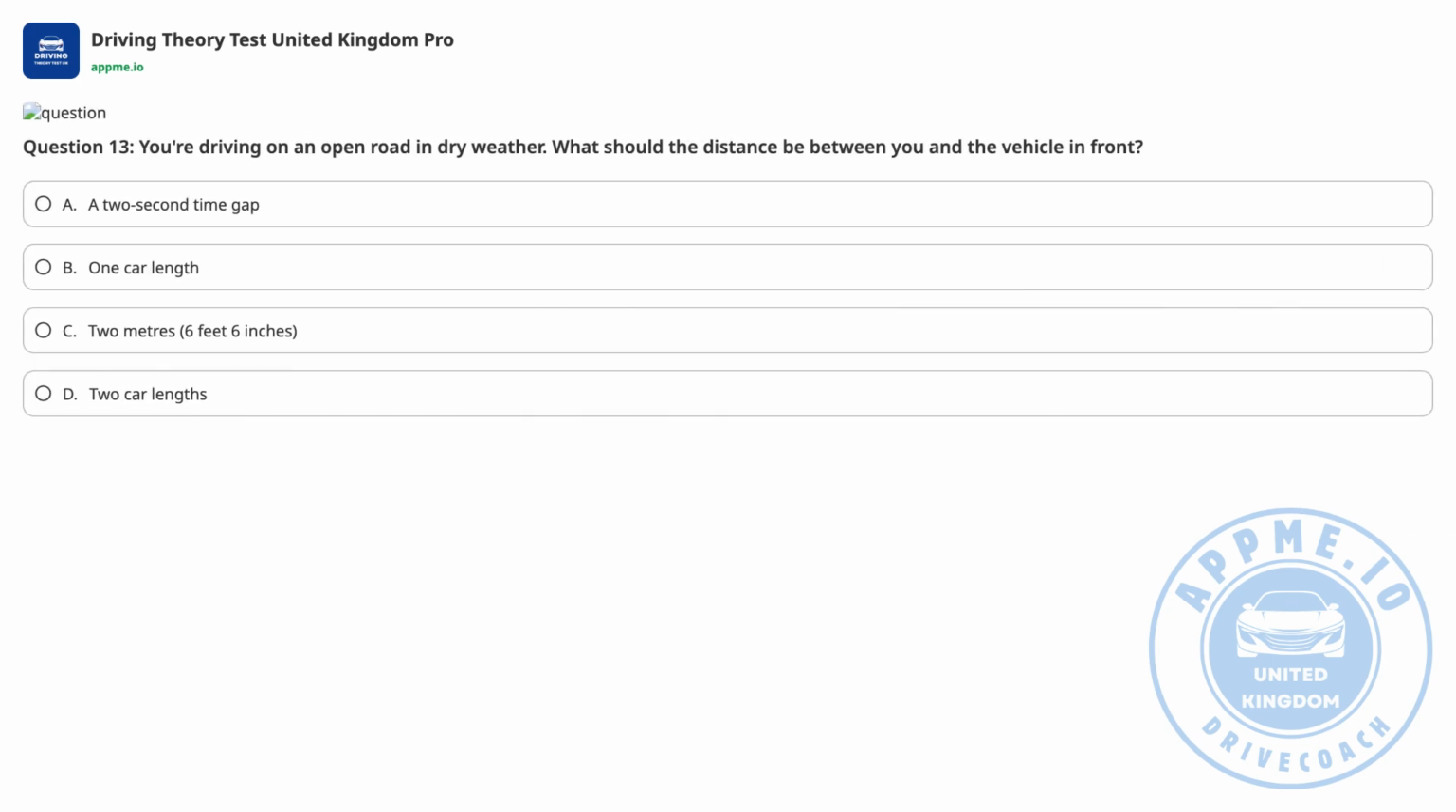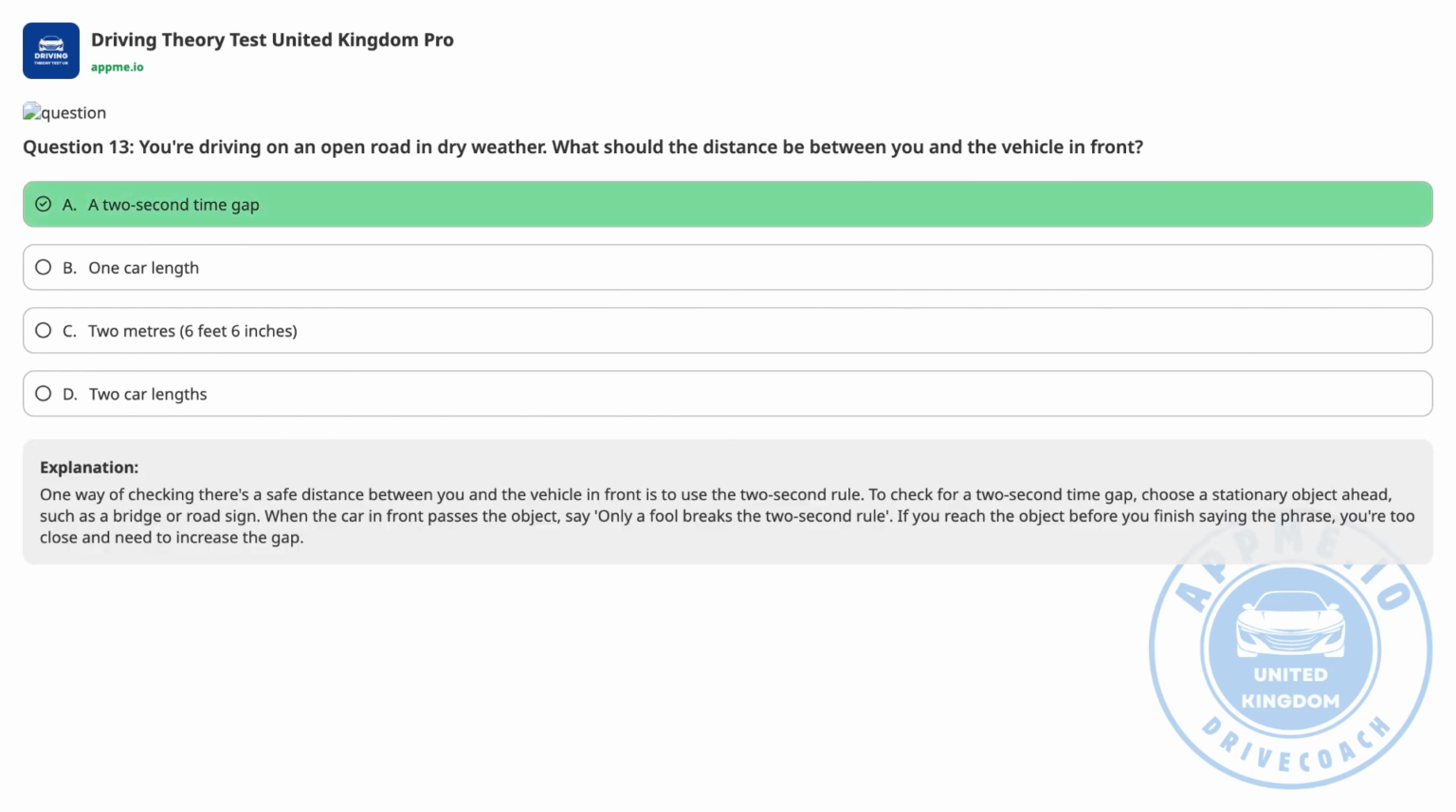Question 13. You're driving on an open road in dry weather. What should the distance be between you and the vehicle in front? A. A 2-second time gap. B. 1 car length. C. 2 meters, 6 feet 6 inches. D. 2 car lengths. The correct answer is A.